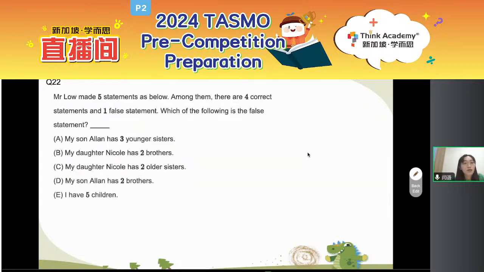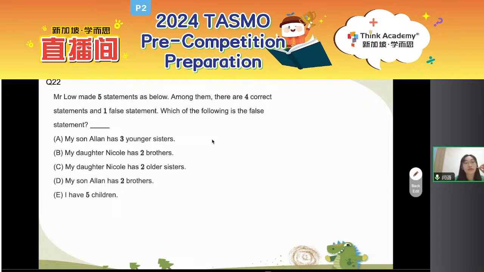Then for the next one, 22. Let me check question 22. What is your final answer? 22. A bit confusing, right? The true or false problem.